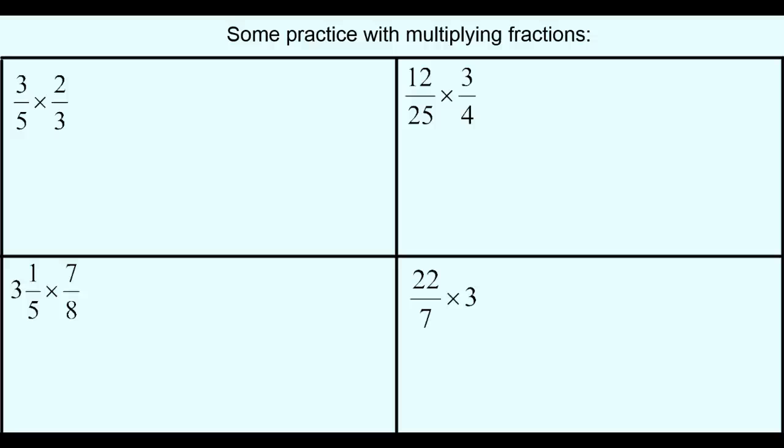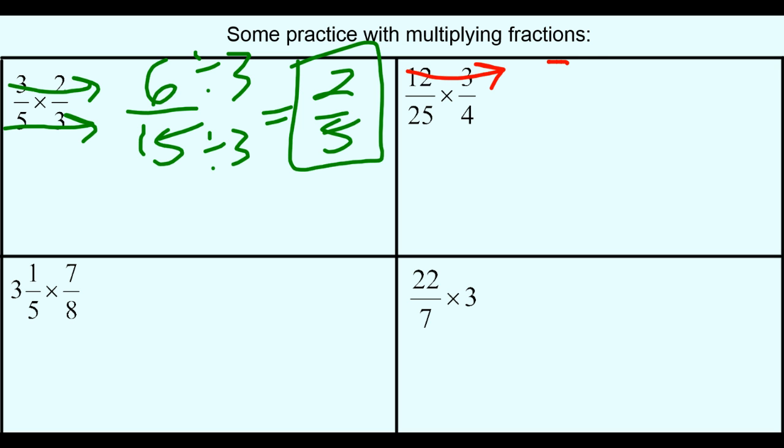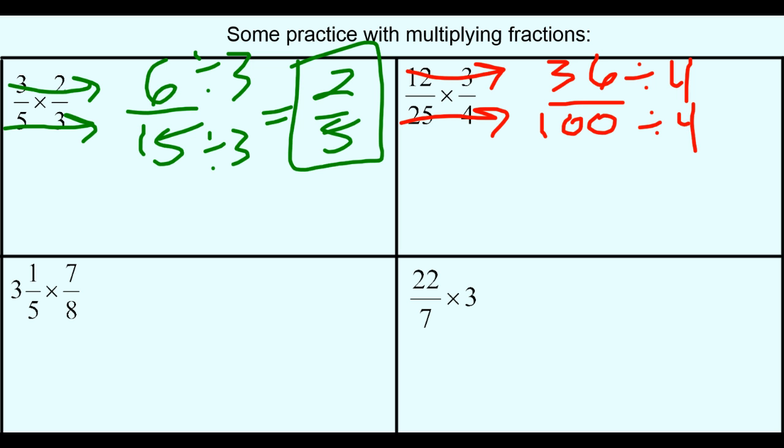So in 3/5 times 2/3, 2 times 3 is 6. 5 times 3 is 15. Divide those both by 3 to get 2/5. In 12/25 times 3/4, 12 times 3 is 36. 25 times 4 is 100. And if we divide by 4, we get 9/25, which is the product that we want.